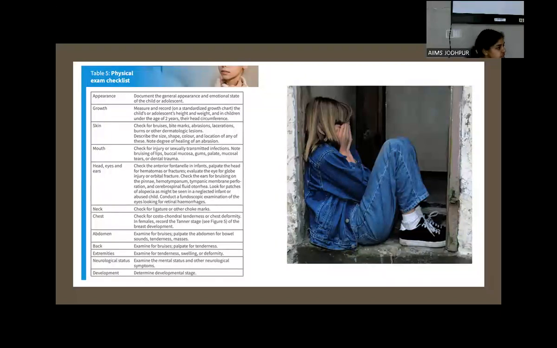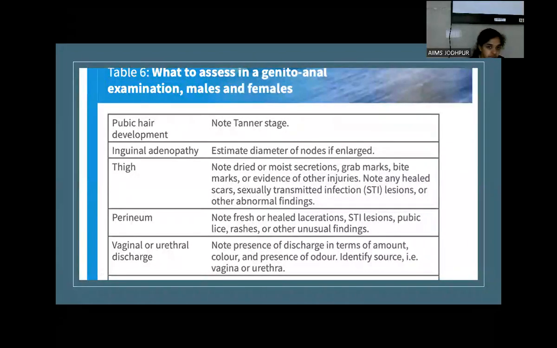The neck may have features of bruising; ligature or choke marks may be there. There may be costochondral tenderness. In females, the development of the breast should be documented. The abdomen and back should be looked at for bruising as well as tenderness. Extremities also for tenderness and any deformities. The mental state of the child as well as the developmental stage of the child should be documented. In case of genitoanal examination, in males and females, the Tanner stage should be documented.